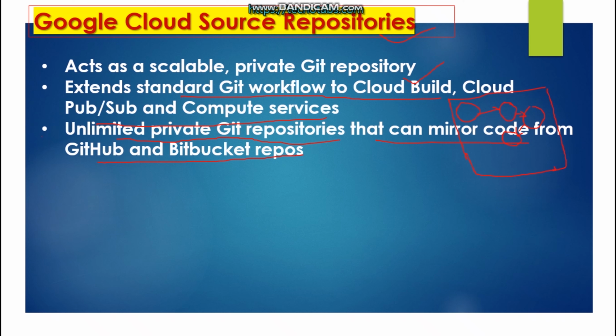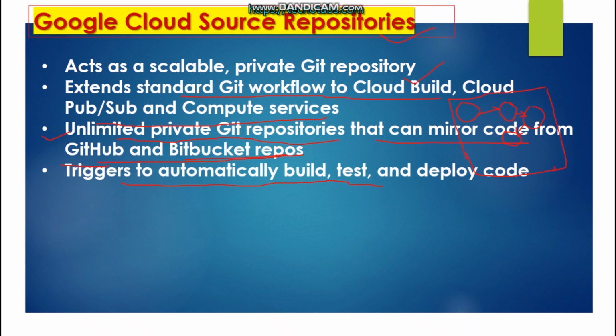Now, unlimited private Git repositories that can mirror code from GitHub and Bitbucket. So it provides you unlimited private repositories, that is you can secure your code, it will not be public and it's unlimited, and you can also mirror your code from GitHub and Bitbucket. So you can replicate the GitHub code and Bitbucket code in your Cloud Source Repository, right?